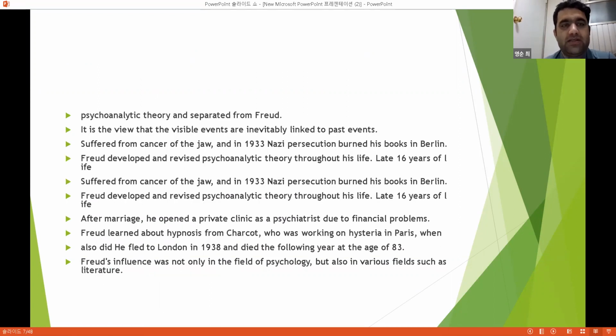Now we will be reading about the psychoanalytic theory. Separated from Freud, it is the view that visible events are inevitably linked to past events. Freud also suffered from cancer of the jaw. In 1933, the Nazi persecution banned his books in Berlin. So his books and research were banned in Berlin due to the Nazi persecution. Freud developed a revised psychoanalytic theory throughout his lifetime. Late in his life, for 16 years, he suffered from cancer of the jaw. And after the marriage, he opened up a private clinic.